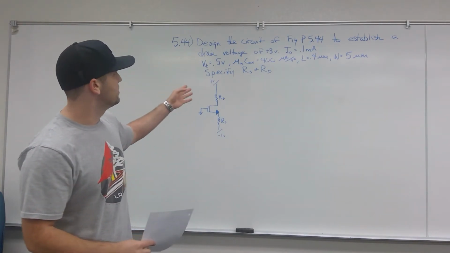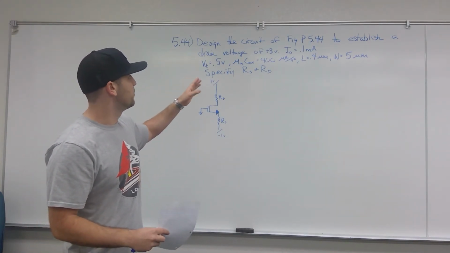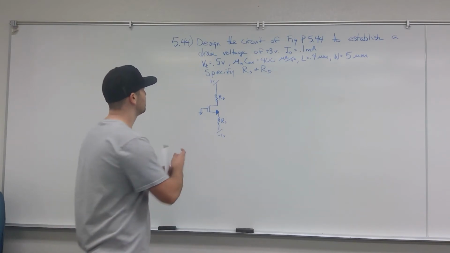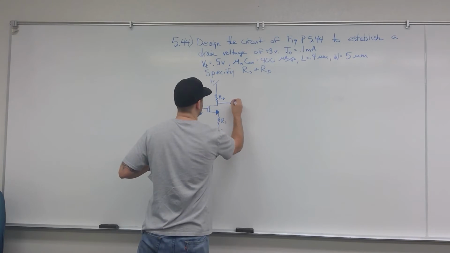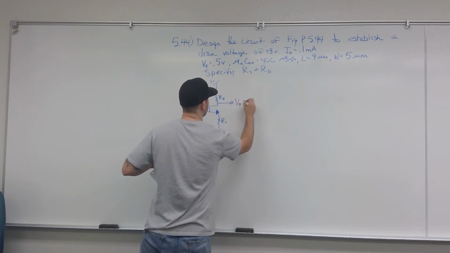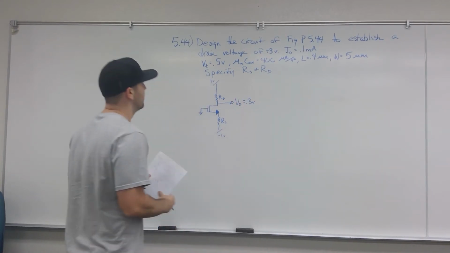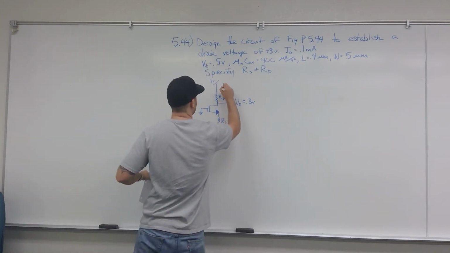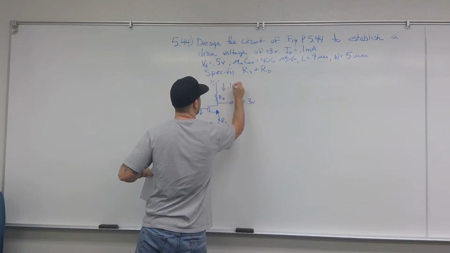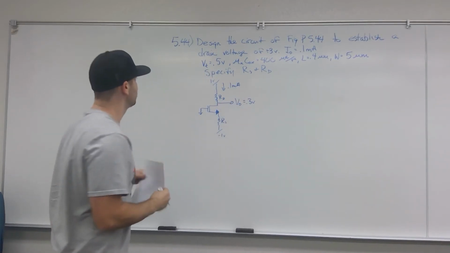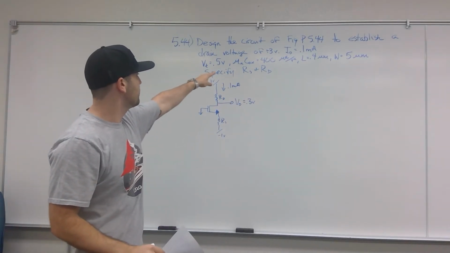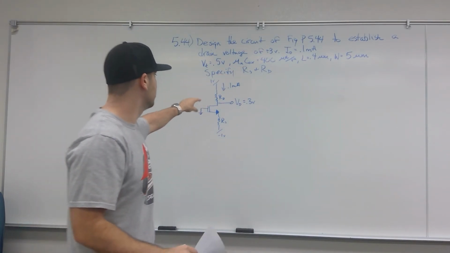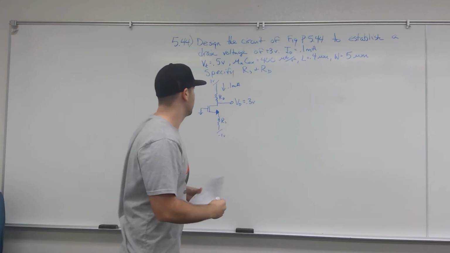So it says design the circuit of figure 5.44 to establish a drain voltage of 0.3 volts. So we know this drain equals 0.3 volts. Then because the current is 0.1 milliamp through the circuit, the threshold voltage, Kn prime, L, W are all given, and it wants us to find RS and RD. So these two resistors right here.